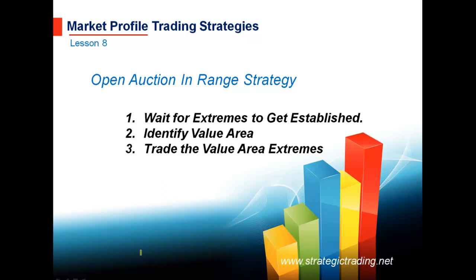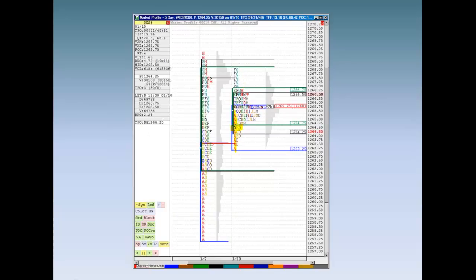The next thing that we're going to do is identify where the value area is for the day. And then it's really quite simple. We're going to trade the value area extremes. So let me go back for a second to our prior slide and notice, first we wanted to identify where the low is for the day. If we can identify that in fact it's going to be a low, then we know that this is the low extreme, and then we're waiting to identify the high extreme.